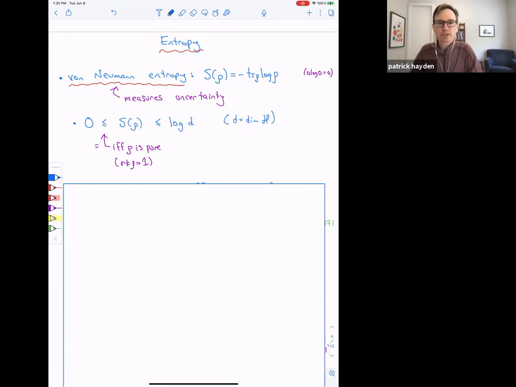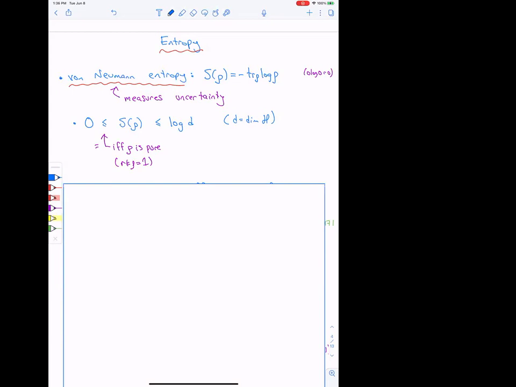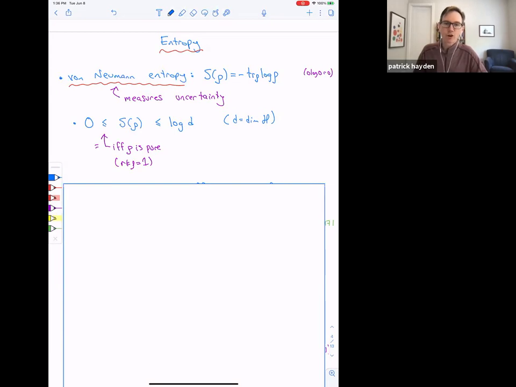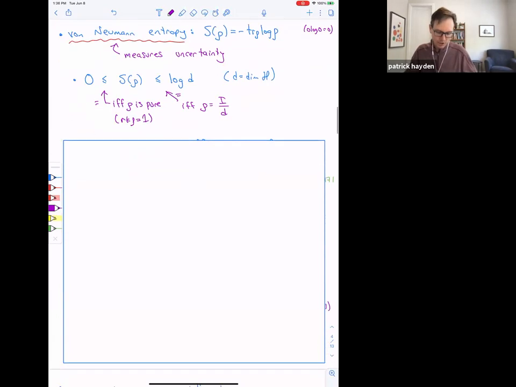I'm writing D here for the dimension of our Hilbert space. And what do you think is the most uncertain state you could actually have in a D-dimensional Hilbert space? How uncertain could you be? Maximally mixed. Yeah, exactly. So if you took the uniform distribution over all states, the unitarily invariant distribution over all states, and you look at its density operator, that will be the state which is proportional to the identity matrix. So we have equality if and only if rho is the identity over the dimension. And so this is measuring uncertainty in that sense.